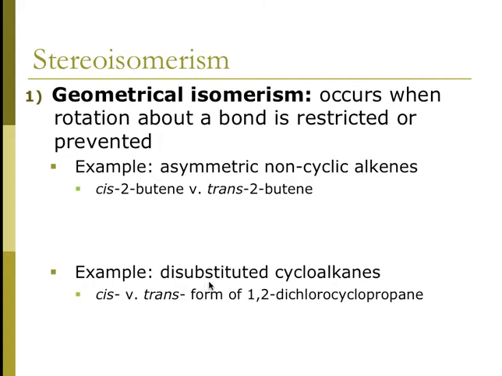Geometrical isomerism occurs when movement about a bond is restricted or prevented. If you remember, if you have just a single bond between 2 atoms, they can rotate about that bond. They do rotate about the bond, they move this way, and there's vibrational motion in there.